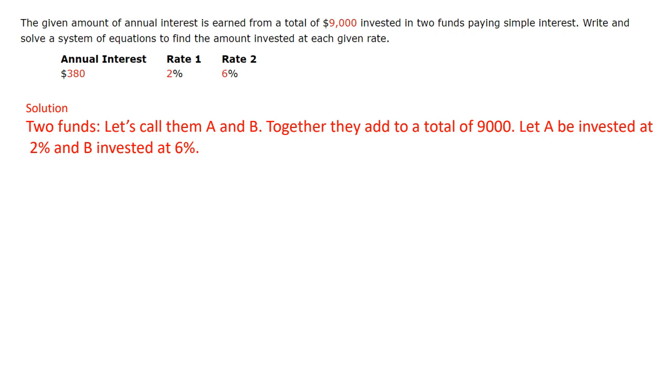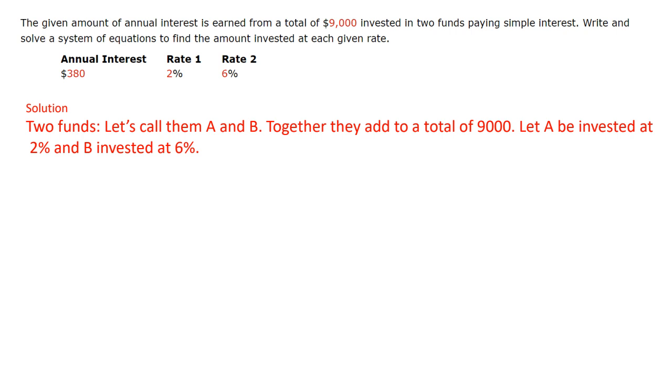So to find the solution for this, okay, let's separate this into two equations. Okay, let's call the first rate A, and for rate 2, we'll call that B. Okay, so together they add up to a total of $9,000. These two investments should add up to $9,000.